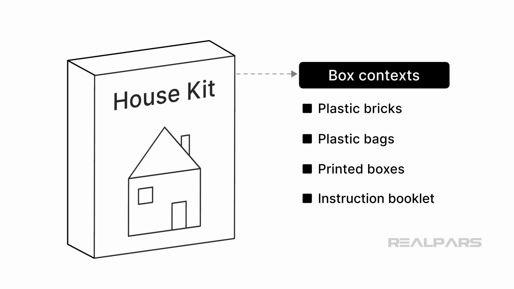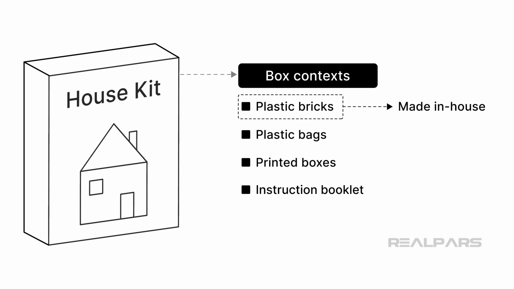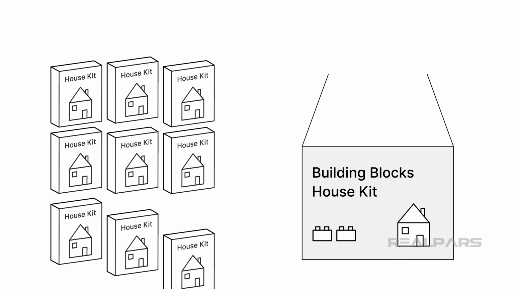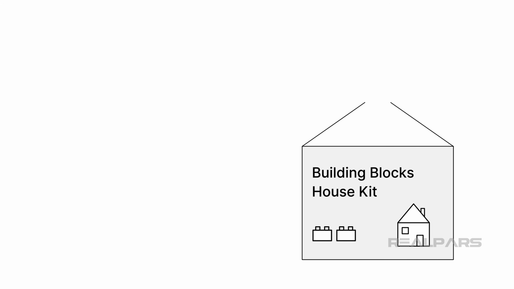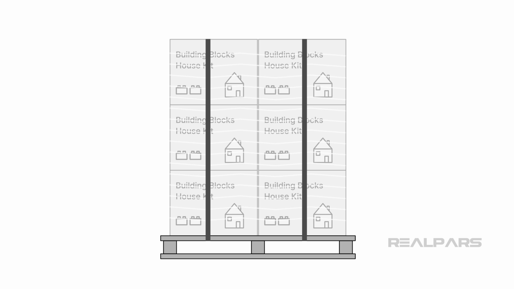Not every component in a kit is made in-house. In our case, the plastic bricks are manufactured in-house, but other components like the plastic bags, the printed boxes, and the instruction booklets are purchased from external suppliers and delivered to the factory. Once the kits are assembled, they are packed into a larger case, and the cases are stacked and secured on pallets for shipment to distributors and retailers.